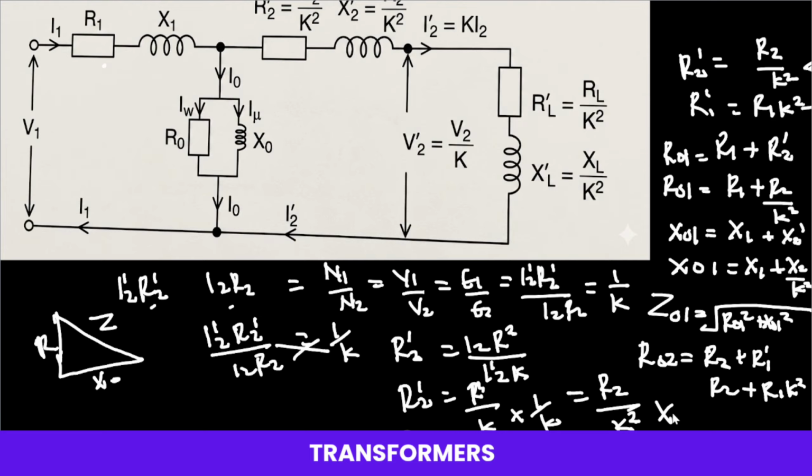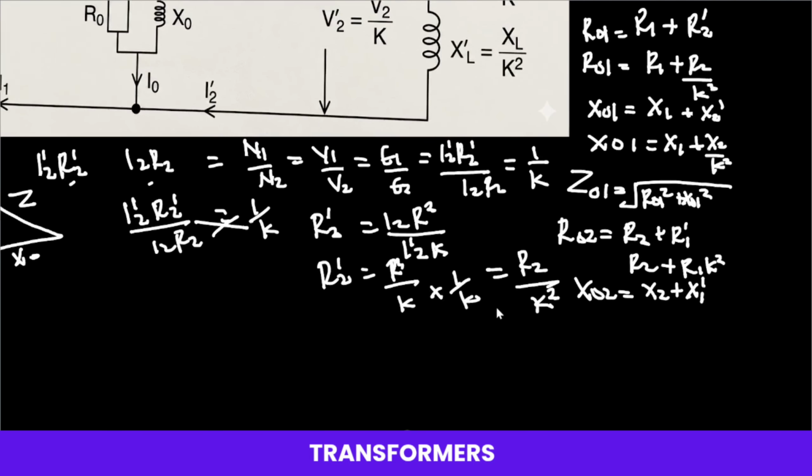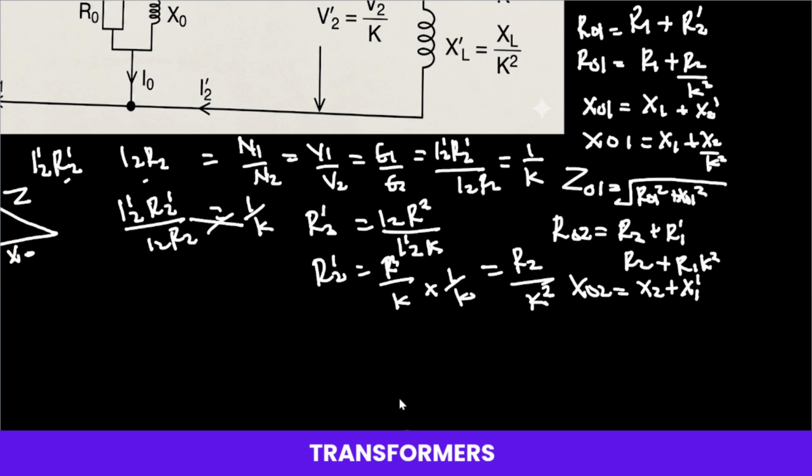Similarly, if you have X02, that will be the same as X2 plus X1 prime, which of course we know that X1 prime is the same as X1 K squared. Okay. So let's move further and then establish more points here.